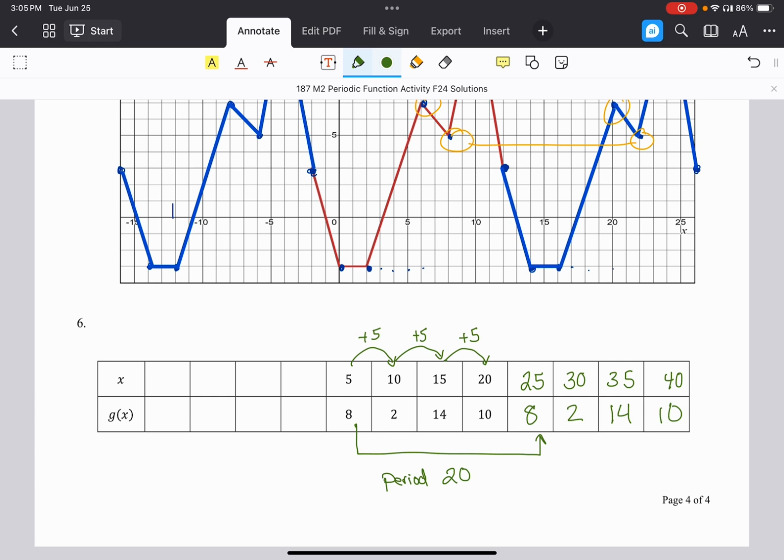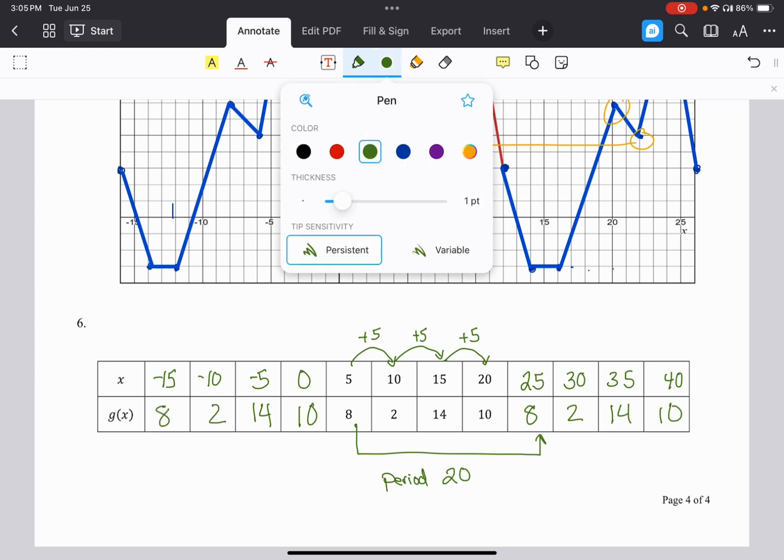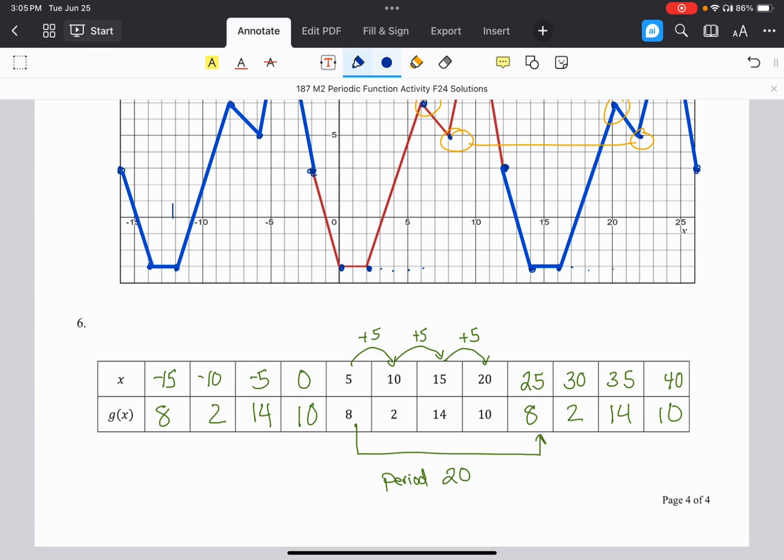And then I can work backwards. So this would be 0, -5, -10, -15. And the pattern just works backwards. So now instead of starting at 8, we're starting on the far right end, that 10. And so 10. And then we have 14 and 2 and 8. And you can double check, did the period work? Look from here to here, we have a difference of 20. So check, my period's still the same. And that would be filling in the table to create our periodic function.